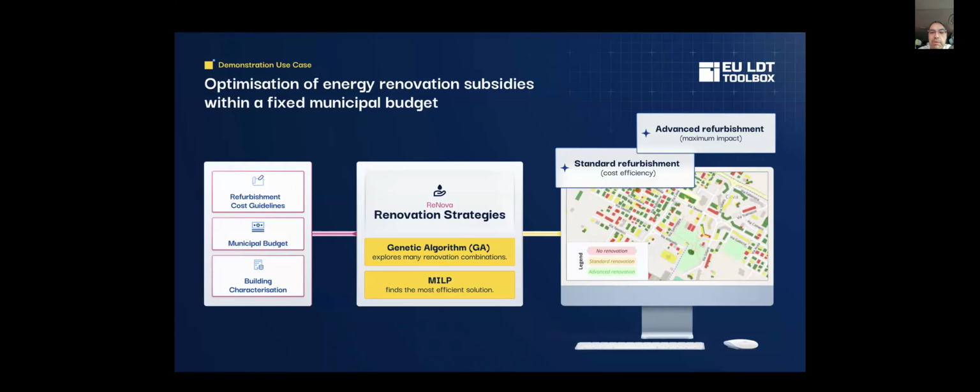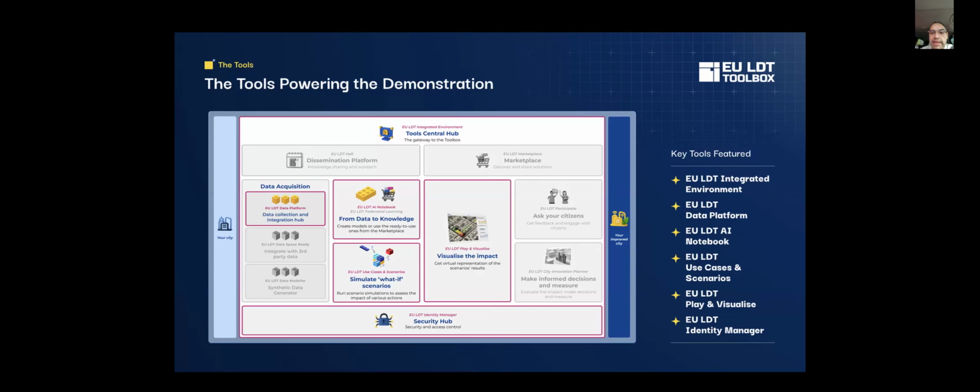The data space connector can also be used for the European building database, the AI notebook for deploying the algorithm, the use case necessary to define the different algorithms, and then play and visualize in OpenStreetMap the different mapping, and of course everything with the identity manager to guarantee the security hub and the right access control and the right security on the deployment of the tools, integration, and the access control to the solution.